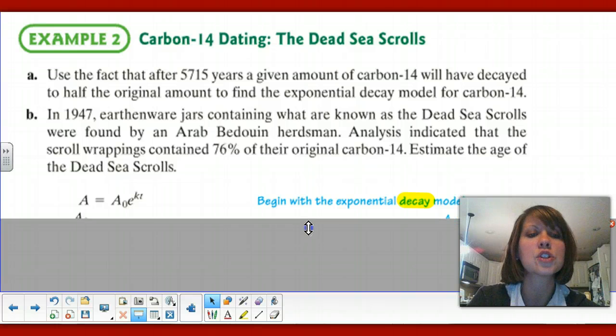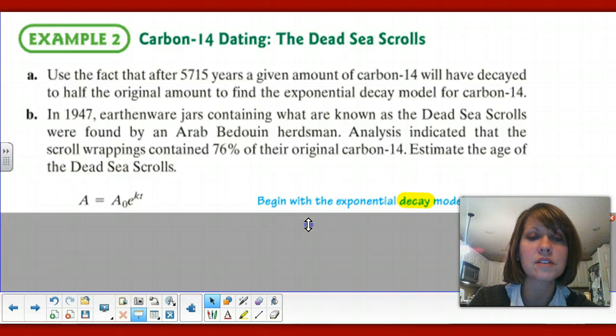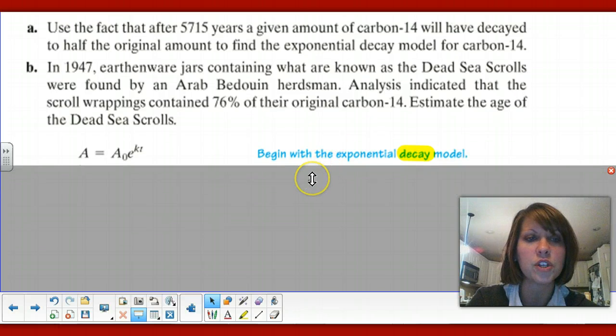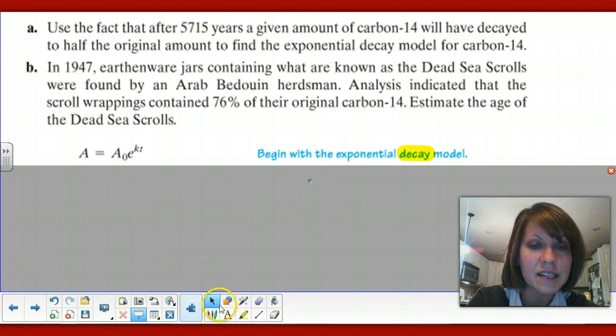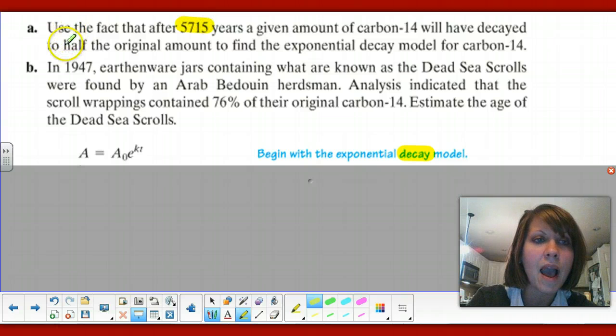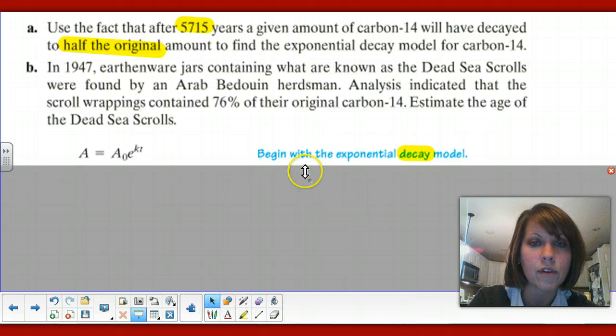All right. So watch this. Try to wrap your head around it. Don't just quit on me. We start with this formula, A equals A naught e to the KT. And it took 5,715 years. I hope you're recognizing that as your T. But it's going to decay to half of the original. Okay, so watch what we have here.